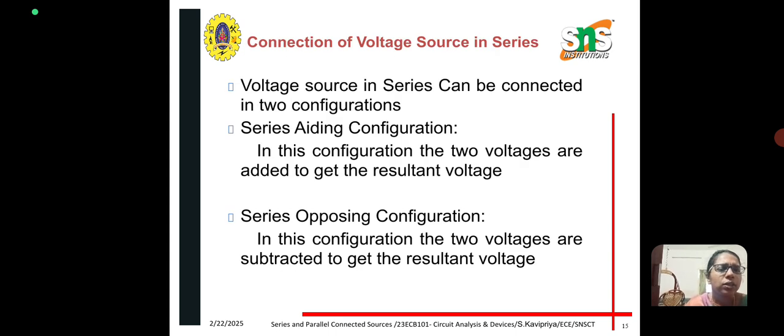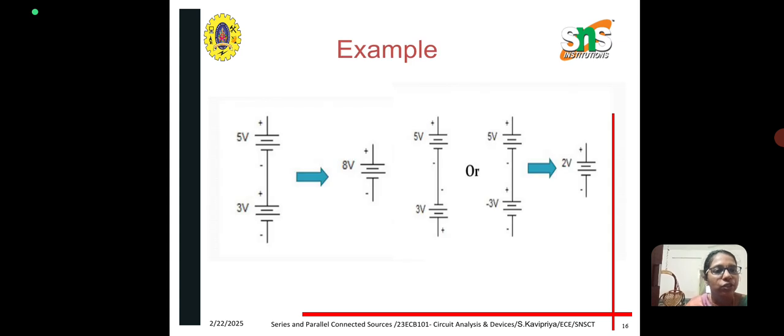Next, voltage sources in series can be connected in two configurations. They are the series aiding configuration and the series opposing configuration. In series aiding configuration, the two voltages are added to get the resultant voltage. Whereas in the case of series opposing configuration, the two voltages are subtracted to get the resultant voltage.